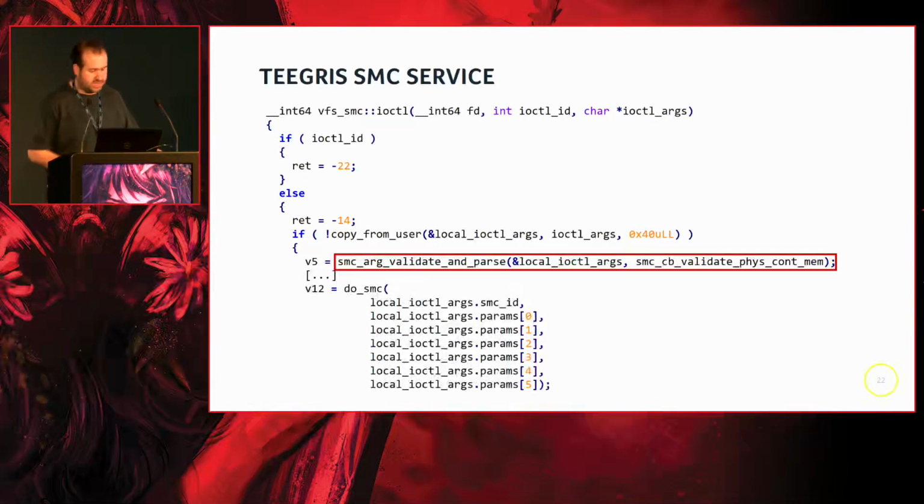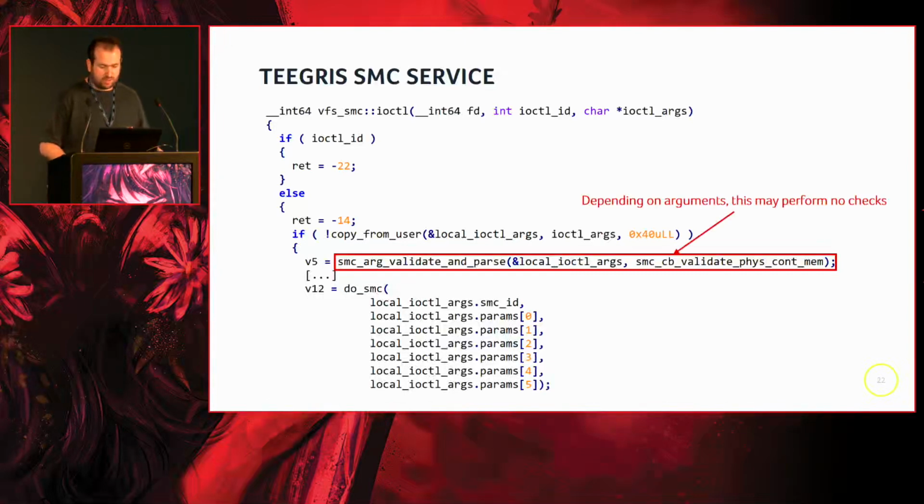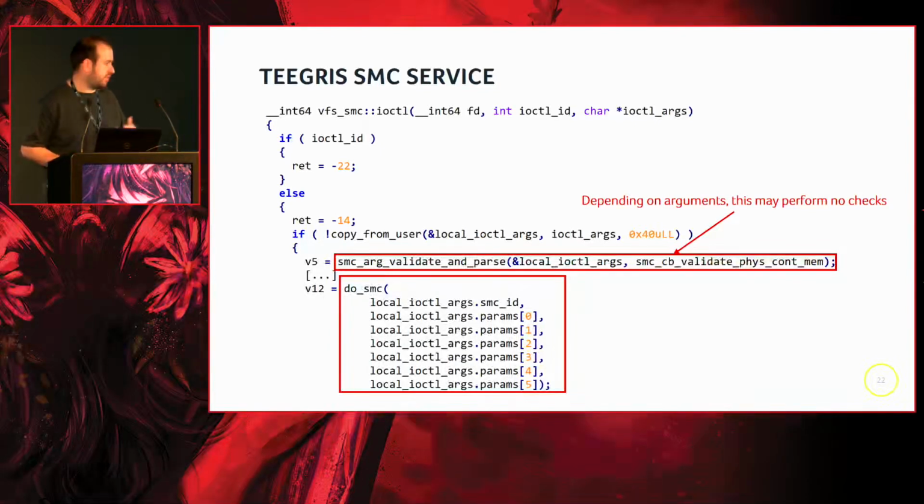So assuming a TA has the correct rights to issue SMCs, the first thing the kernel does is validate and parse the SMC arguments. This is not very interesting because the TA can always specify a combination of arguments that says do not validate and do not check any of them, just pass them directly to the SMC handler. And if that function succeeds, then the kernel will forward the arguments and issue the SMC.